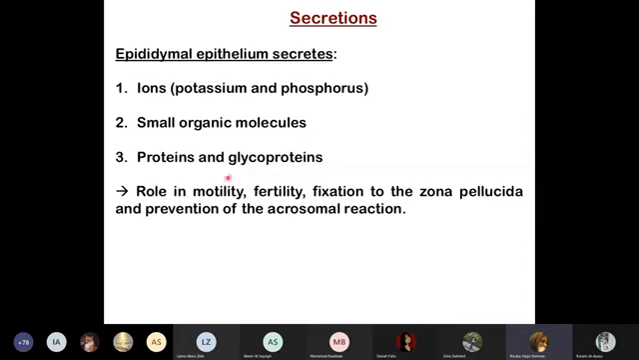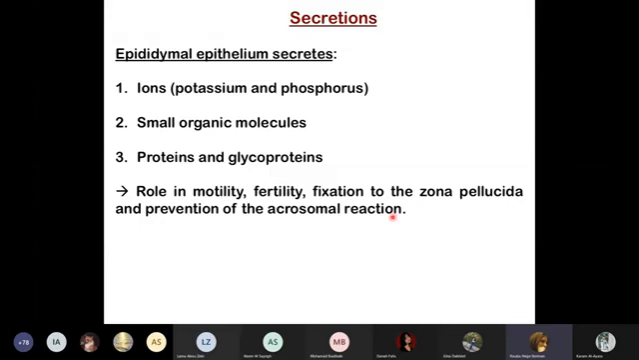And these glycoproteins that will be assembled on the head of the sperm cells will be later used for the fixation to the zona pellucida at the time of fertilization, as well as they will be protecting the sperm from having a premature acrosomal reaction. It will allow the acrosomal reaction to occur, but not in a premature way. It will allow it to occur only when they reach the female reproductive system.